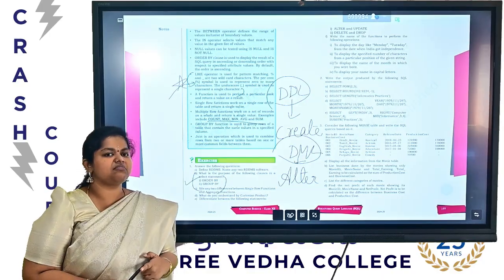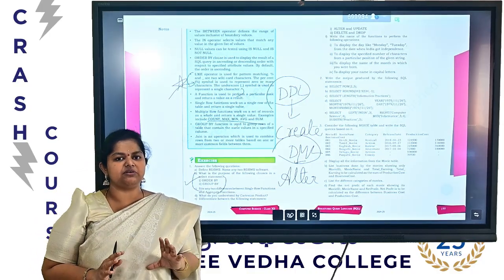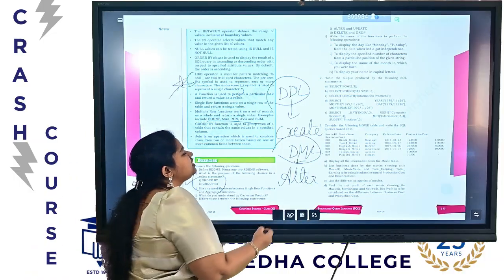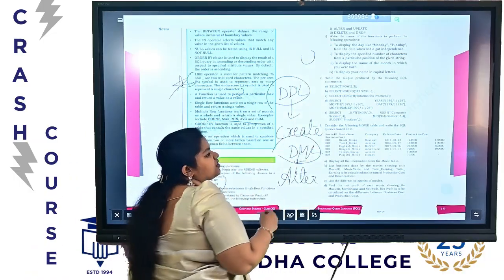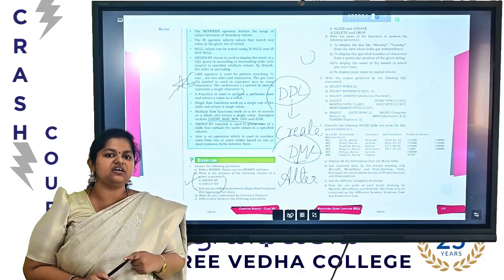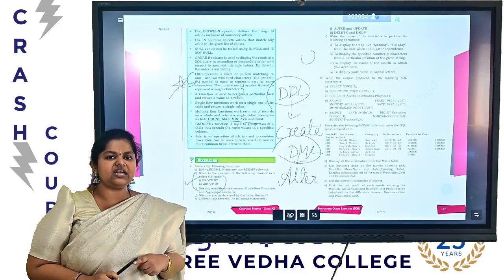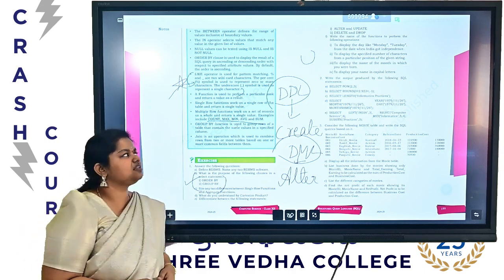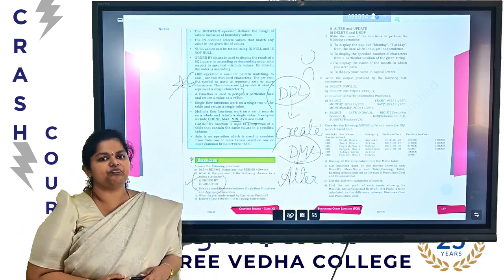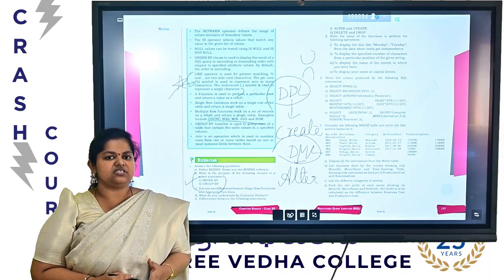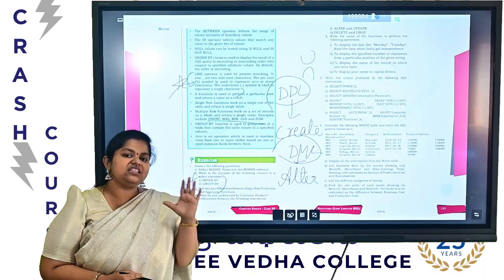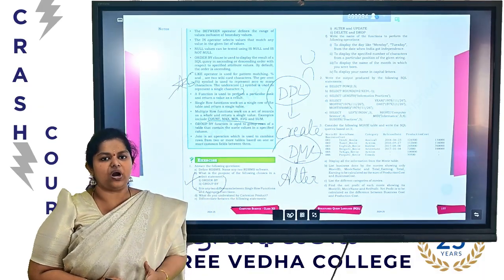Union is nothing but combining the data from both the tables and making it one table. We denote the union with the symbol U. Then comes the intersection. Intersection will take only the values which are repeated in both the tables. We denote it with the reverse U. Then comes the difference. Difference means we just take the elements which are present in one table and remove the other table's.